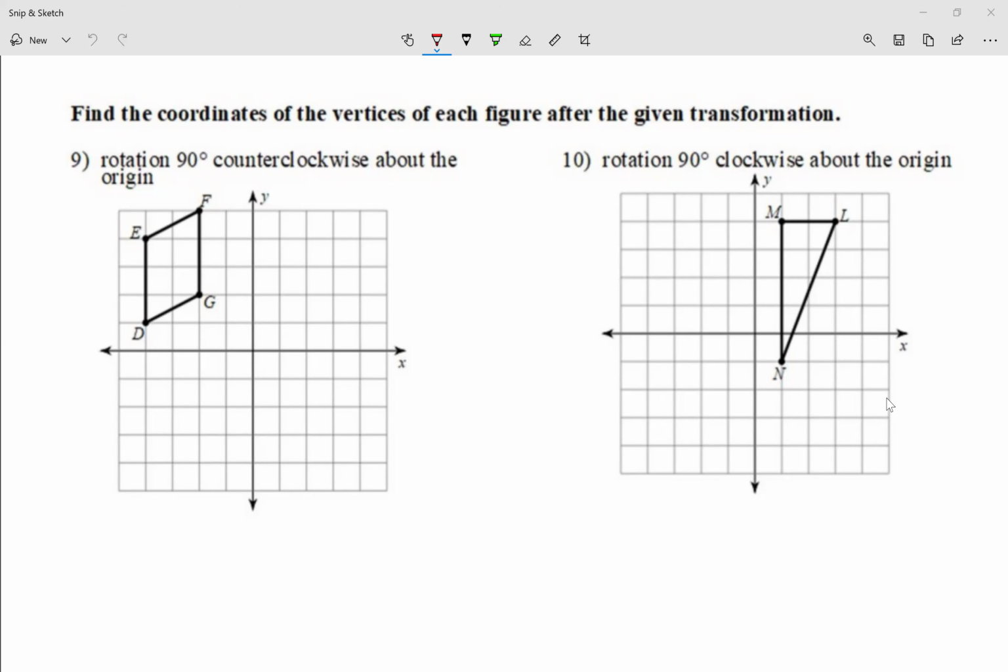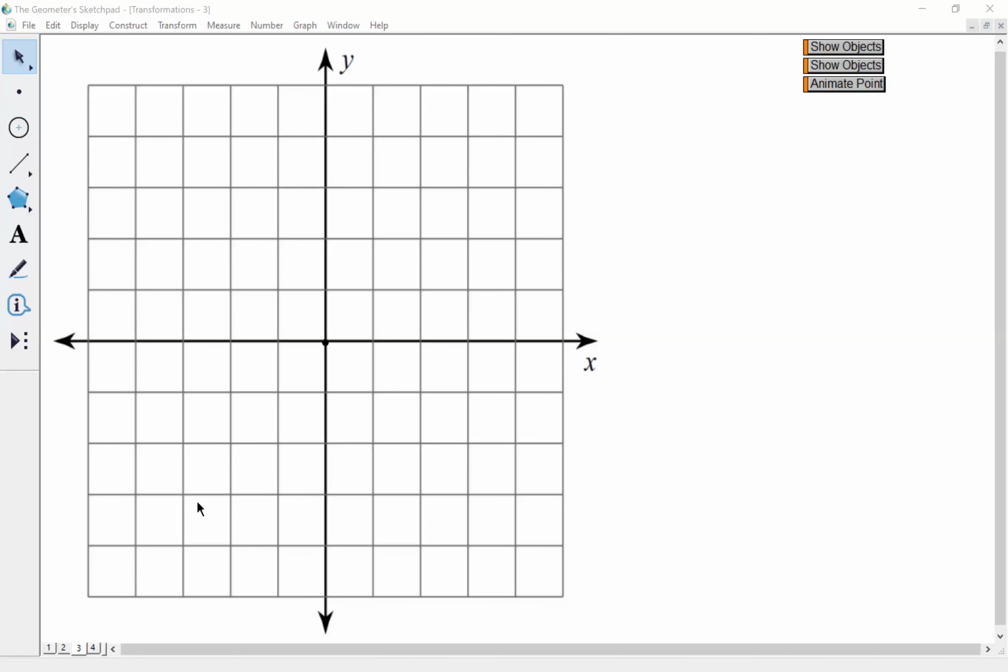Now, for question number 9 on our notes, we're going to rotate 90 degrees counterclockwise about the origin. Okay, so what do I mean with rotating 90 degrees counterclockwise? Let me make this a little visual. So we start with a coordinate plane. We have a figure, right? We have the corners E, F, D, G, in any order. I could say D, E, F, G, whatever. I have four corners, which we call vertices. Singular is vertex, plural is vertices.